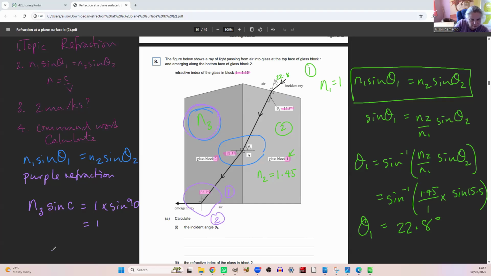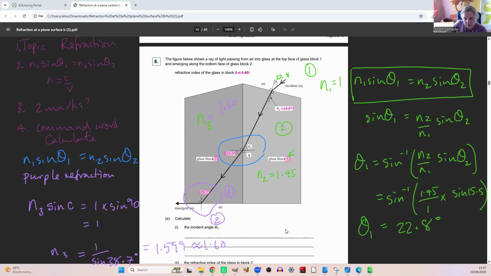So can you see that I can work out what my refractive index N3 is, because it's 1 over sine 38.7 degrees. So let's shove that in there then. So 1 divided by sine 38.7. And I end up with N3 as 1.599, which is approximately equal to 1.60. So this has got a refractive index of 1.60. Okay, so that's the second part of that one.